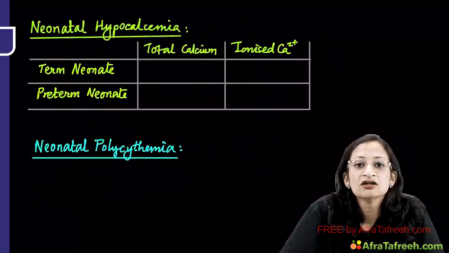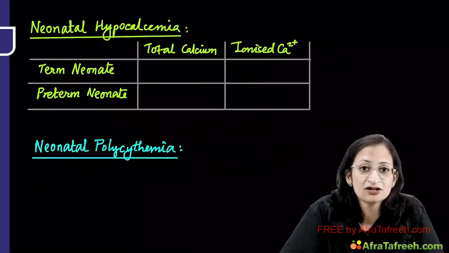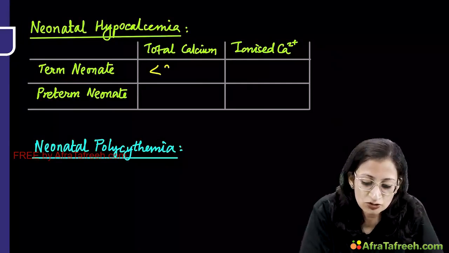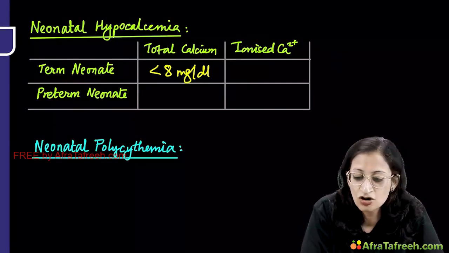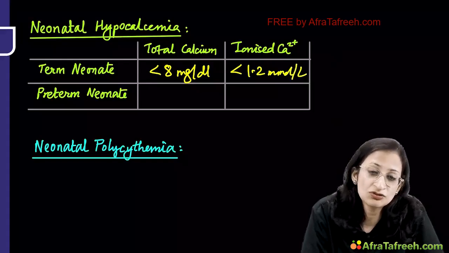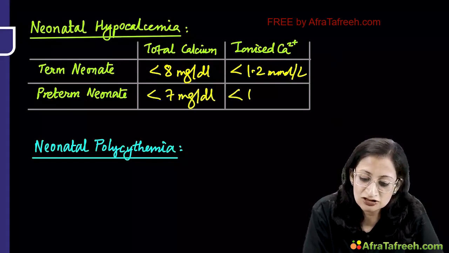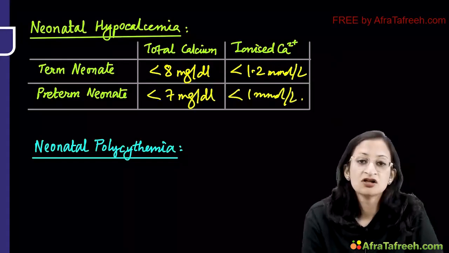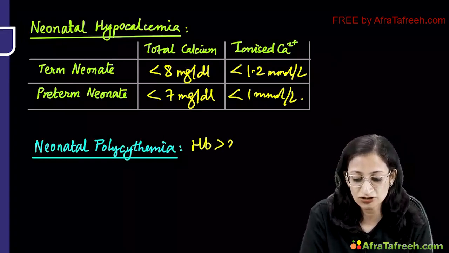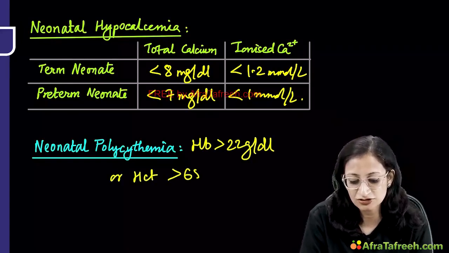Now, neonatal hypocalcemia, we said, can give rise to apnea. Right? So, when do you call it hypocalcemia in neonates? We call it hypocalcemia when in a term neonate, the total calcium is less than 8 mg per dl or ionized calcium is less than 1.2 millimoles per liter. While in a preterm neonate, we call it hypocalcemia when the total calcium is less than 7 and ionized calcium is less than 1 millimole per liter. When do you call it polycythemia in neonates? We call it polycythemia when the hemoglobin level is more than 22 gram per dl or the hematocrit is more than 65% in a neonate.